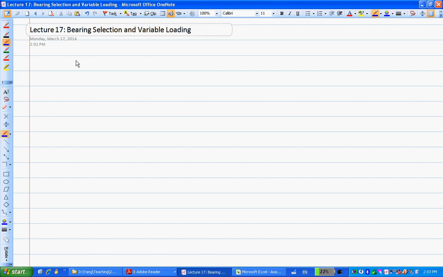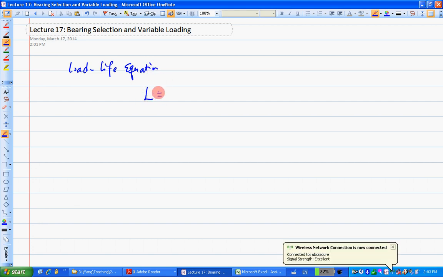In the previous lecture, we derived an equation. Basically, it's a bearing load-life equation. There are two different ways of writing that equation. One way is you calculate the life based on the selected bearing.